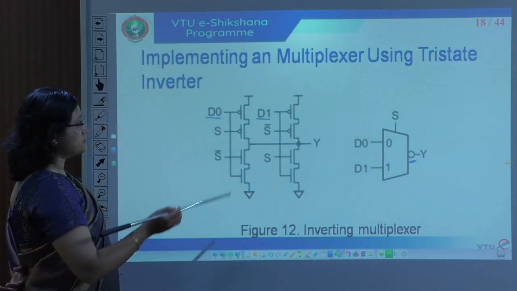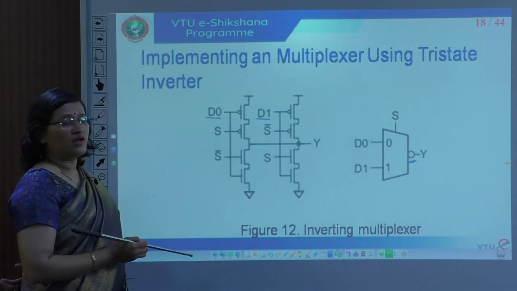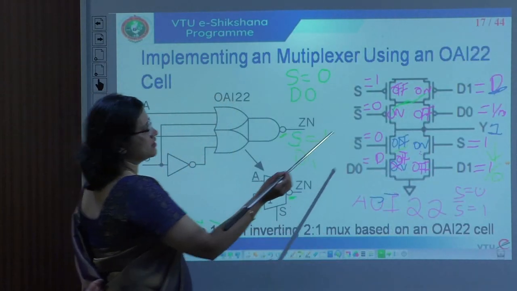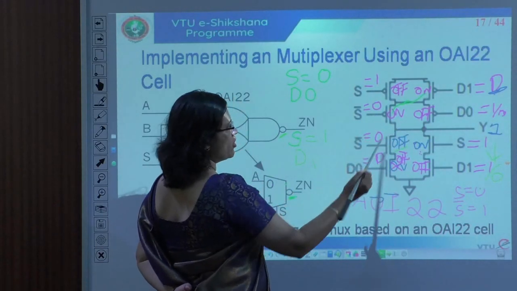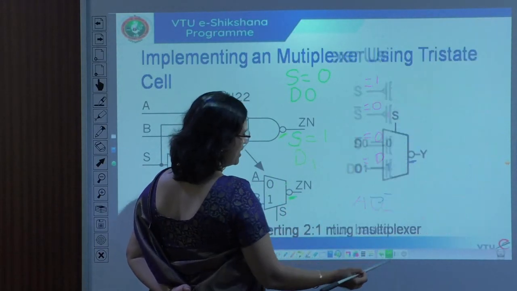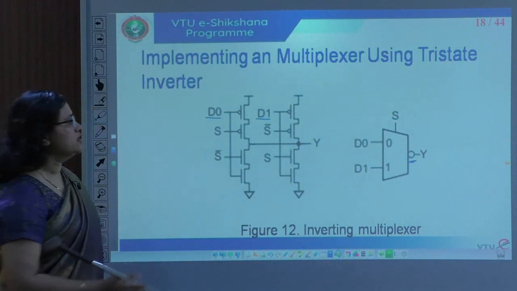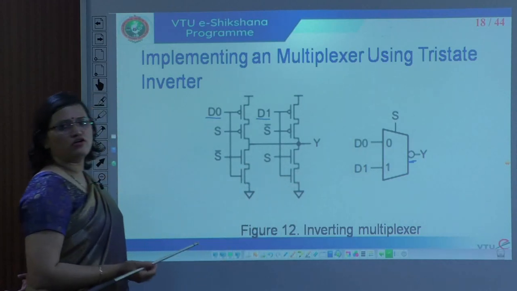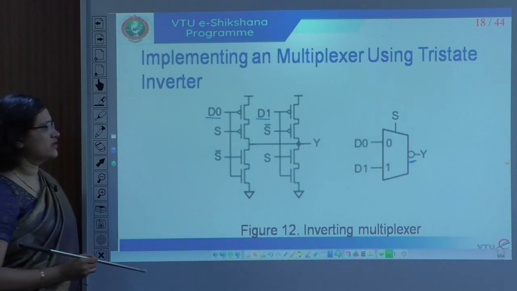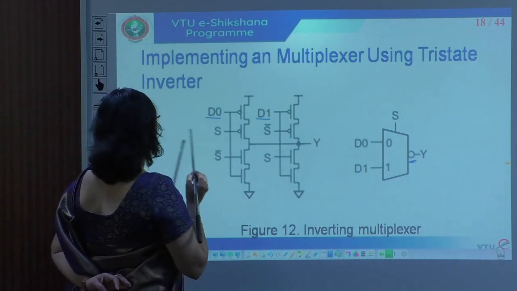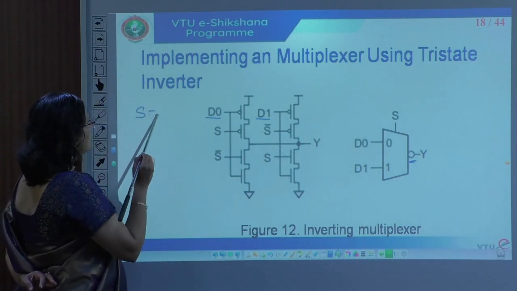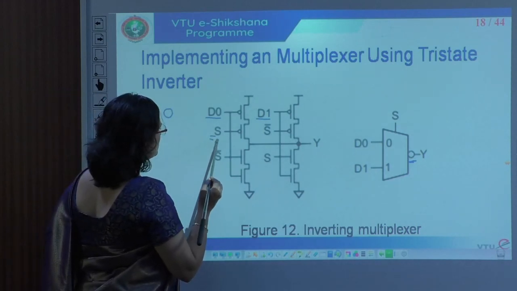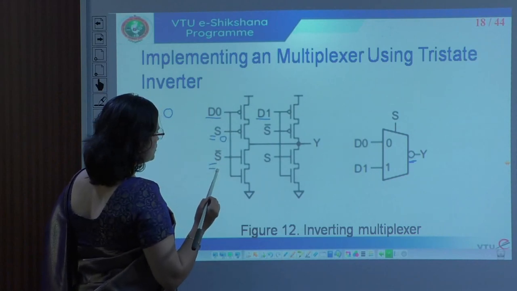When you see the previous diagram, how many transistors does it consume? We require 4 PMOS and 4 NMOS, so in total we require 8 transistors. Here also we require 4 PMOS and 4 NMOS, so here also we require 8 transistors only. Now we will take up the case S is equal to 0. When you give S is equal to 0 and S bar is equal to 1.